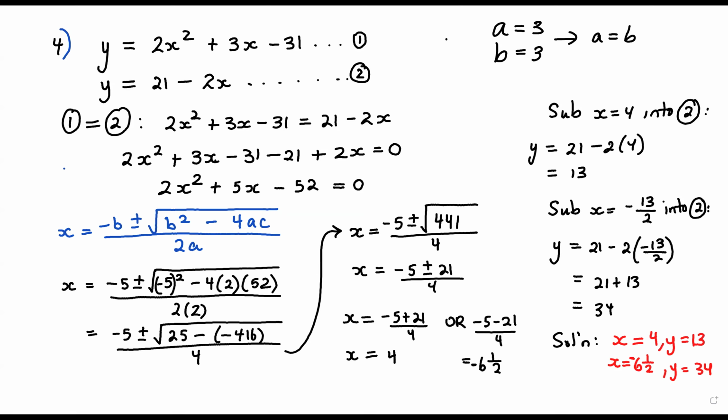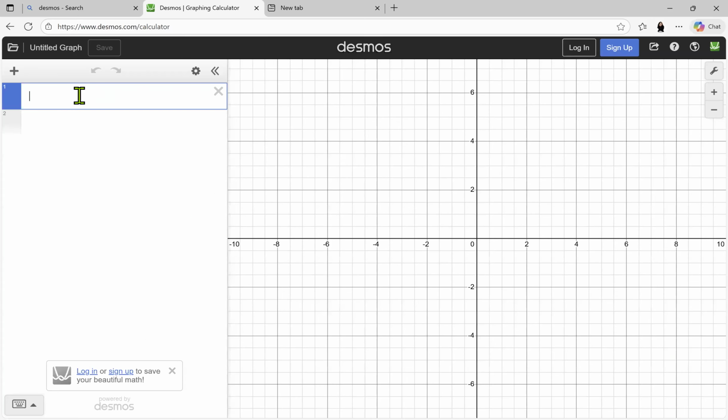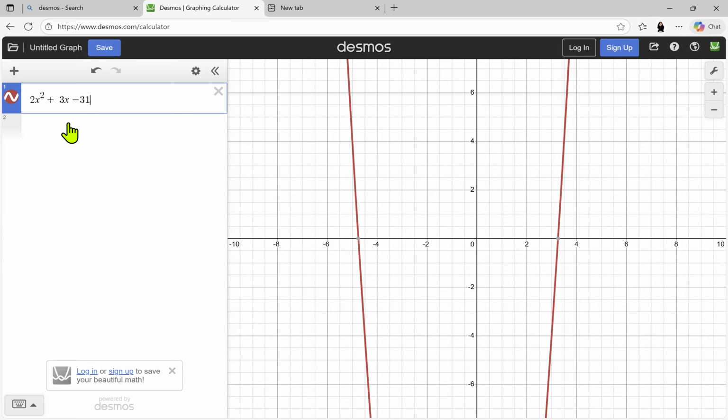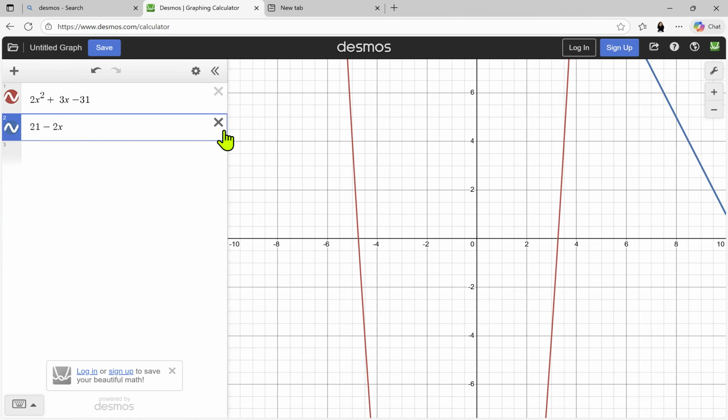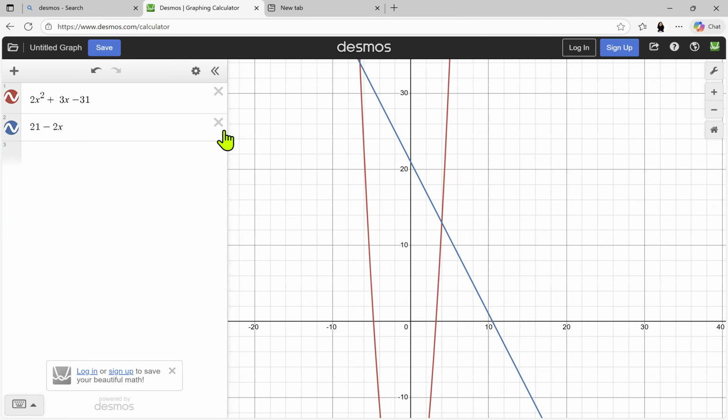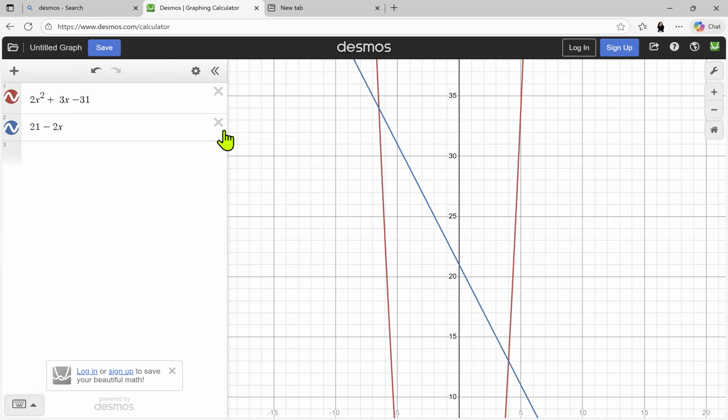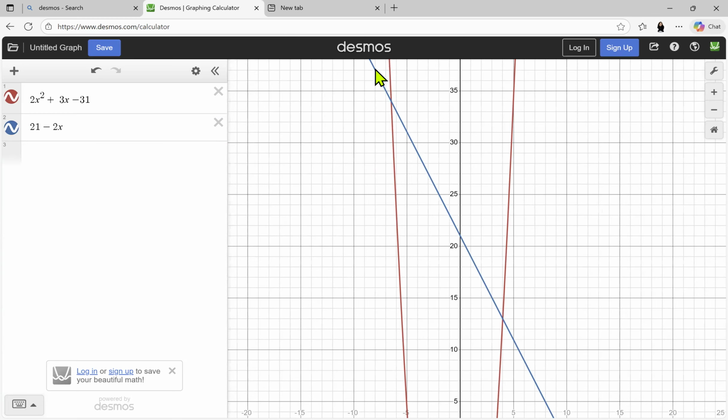So let me share the graphing calculator to show you guys how this would look on a graph. It's a quadratic, so it's 2x squared plus 3x minus 31, right? So that's your curve. And then the linear equation is 21 take away 2x. So let's zoom out a little bit. As you can see, the line and the curve intersect each other.